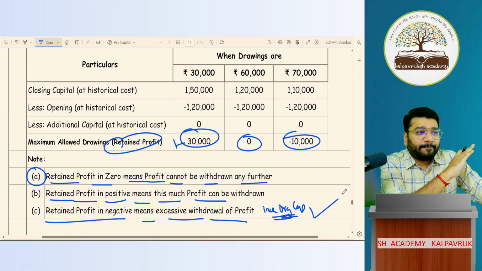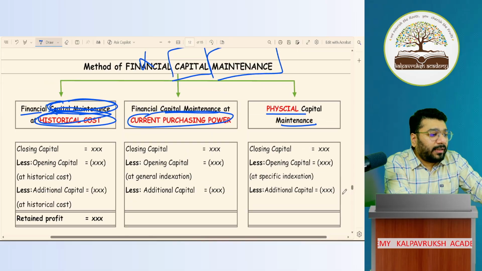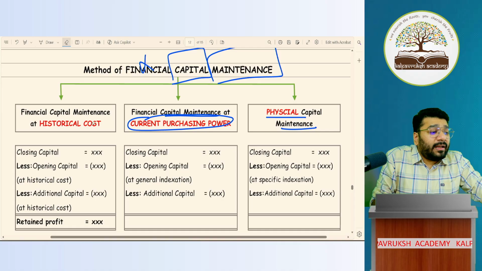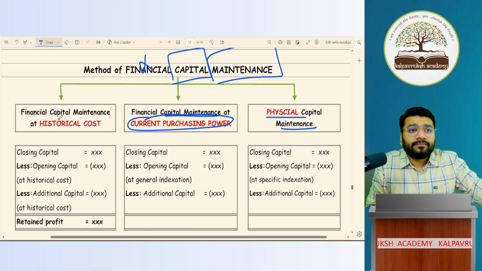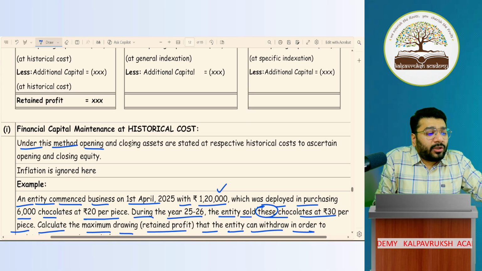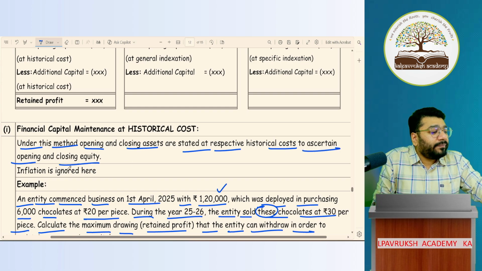Now, whatever we did in method 1, what is method 1? Historical cost, that is, maintaining the capital. Which capital? Financial capital is maintained under historical cost. Okay, I'll just read it. Under this method, the opening and the closing assets are stated at the respective historical cost to ascertain the opening and closing equity.